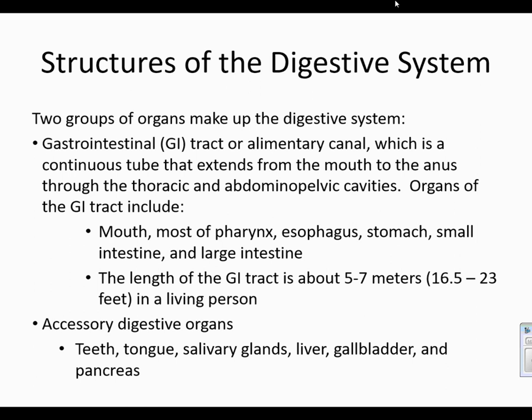We'll also talk about some accessory digestive organs. Your mouth has your teeth and your tongue, which help with chewing and swallowing. Your salivary glands are associated with your oral cavity and do different things; we'll talk about those, producing saliva. And then you've got your liver, gallbladder, and pancreas, which produce chemicals that aid digestion, and we'll talk about those.